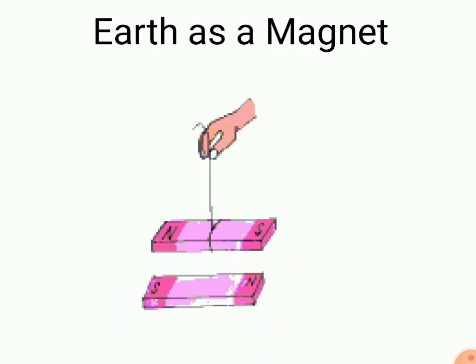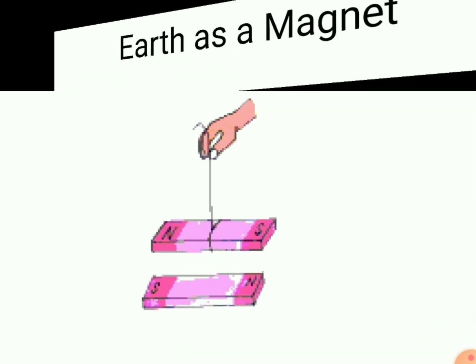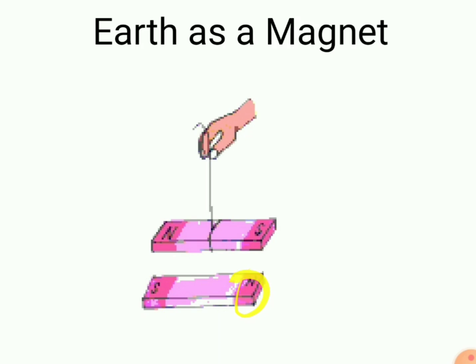Now do one thing: the same activity, but reverse this. That means keep this side as the north pole and this side as the south pole for the next time, and repeat the activity. You will come to know that the magnet you have suspended will also be reversed in position. That means the unlike pole will come near the unlike pole and it will get into position. It acts according to this magnet.